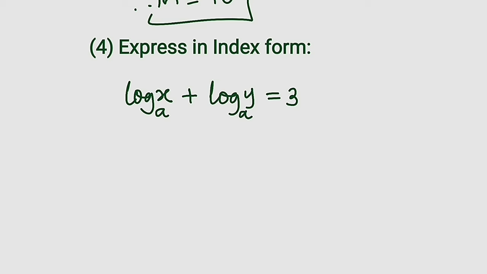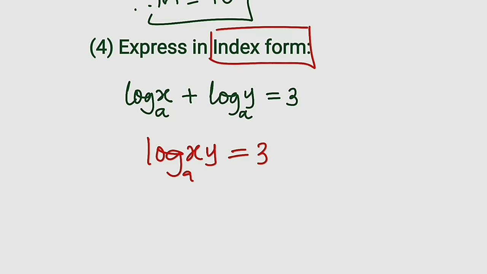Remember one of the laws of logarithm, which stated that if you have addition between two logs of common bases, you can see the bases are the same. You can take a log with that base, log to base a, then you multiply the arguments, x times y, and this is equal to 3. But remember, we want to write it in an index form.